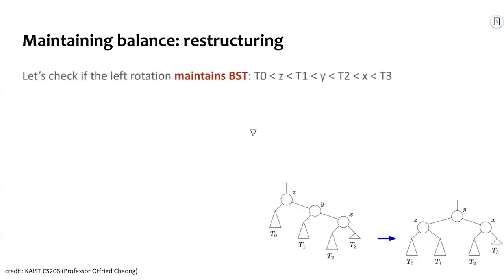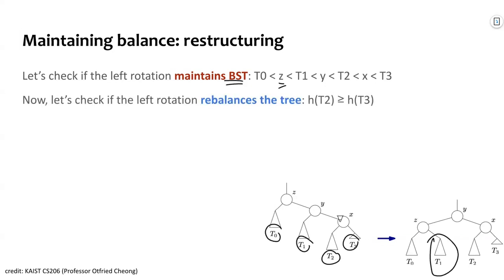So we need to check whether the left rotation maintains the BST property. As I told you, all the values of T0 are smaller than Z, and all the values of T1 were originally larger than Z. So even though we put T1 here, it doesn't really matter. The binary search tree property is maintained. And you can have a look at T2 and T3 as well, and you can find easily that the binary search tree property is maintained.